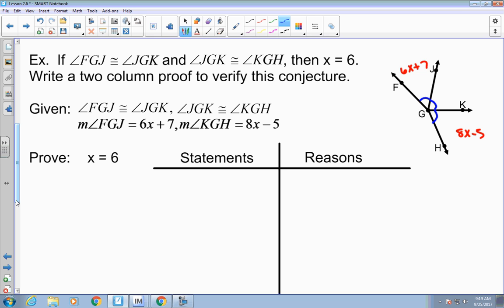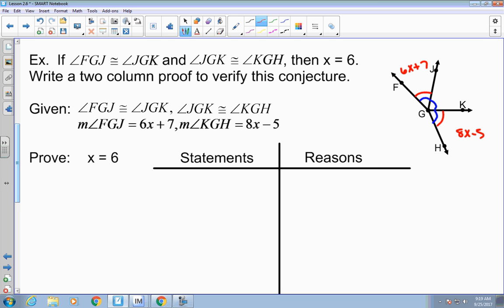Well, if FGJ is congruent to JGK, and JGK is congruent to KGH, what can I say? What does that tell me? Eventually, yes. You're right, that is going to be true. But I have to state that those two angles are congruent first. So what allows me, if I know that this is congruent to that, and this is congruent to that, to state these two are congruent to each other? The transitive property. Good. So I'm going to state that those two are congruent by the transitive property. Then I can change this to an equality statement, and then I can substitute, like you said. Ultimately, that's what we end up with, but we have to follow a couple of steps.